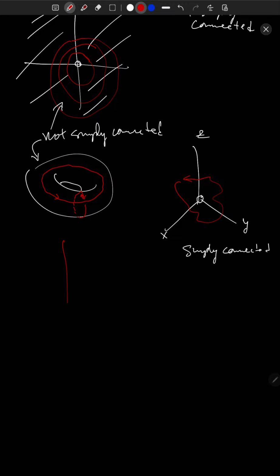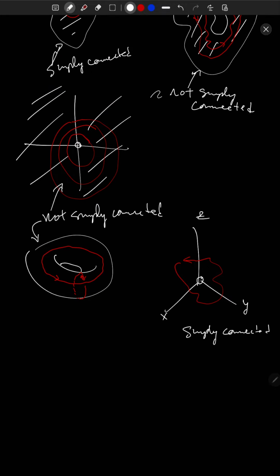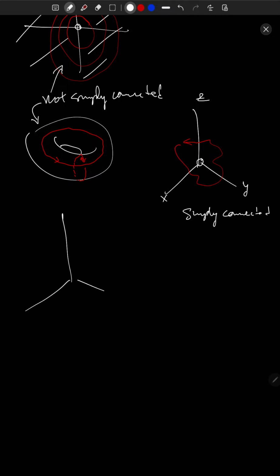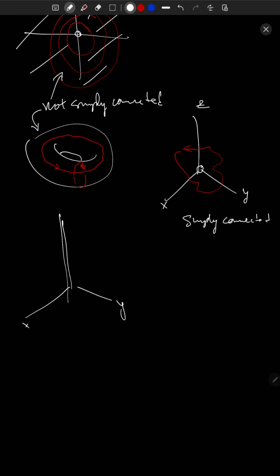Maybe a more analogous thing to the plane situation with a hole: you could think of space where you have everything except you remove the z-axis. In that case, if you have a loop that goes around this way, you cannot deform that to a point, because the whole z-axis forms a barrier. So, not simply connected.